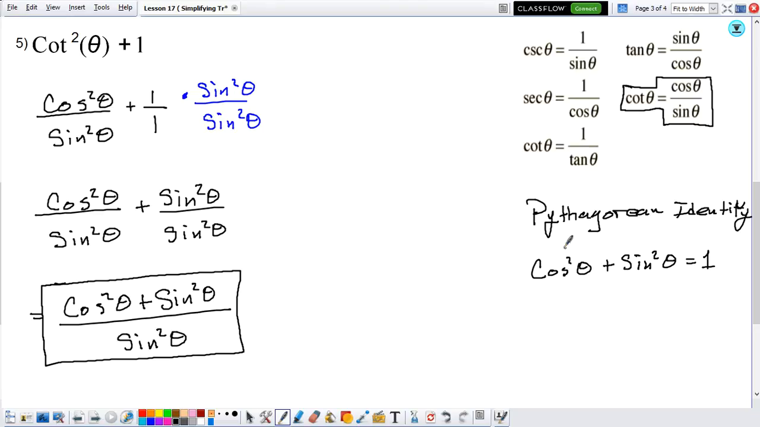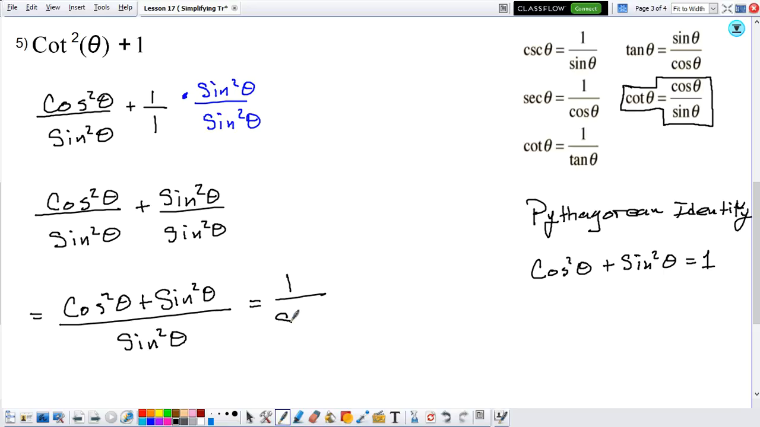But now that I have talked about it, let's actually use it. We can still simplify this, because thanks to the Pythagorean identity, now we know that cosine square plus sine square is equal to 1. So we can simplify this as 1 over sine square.